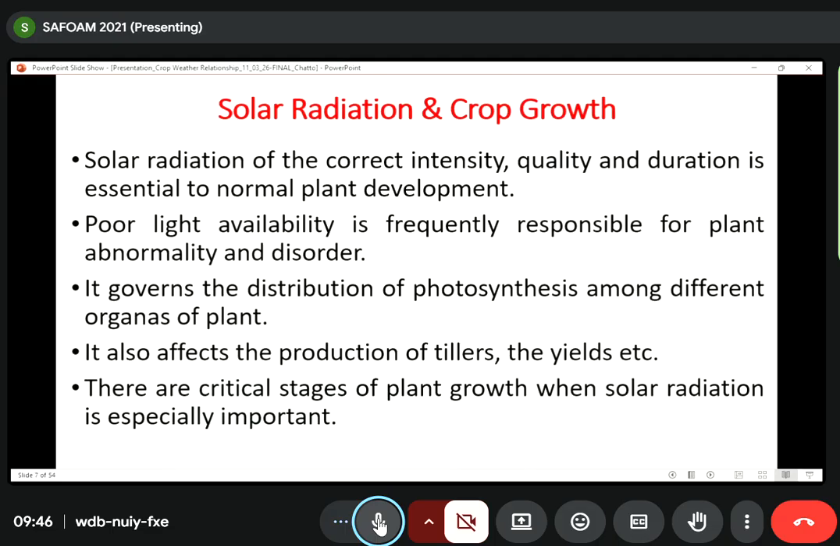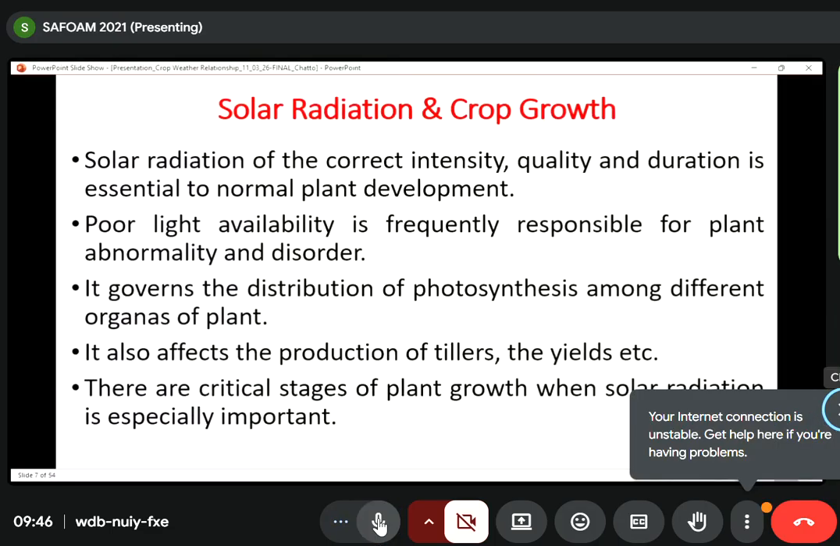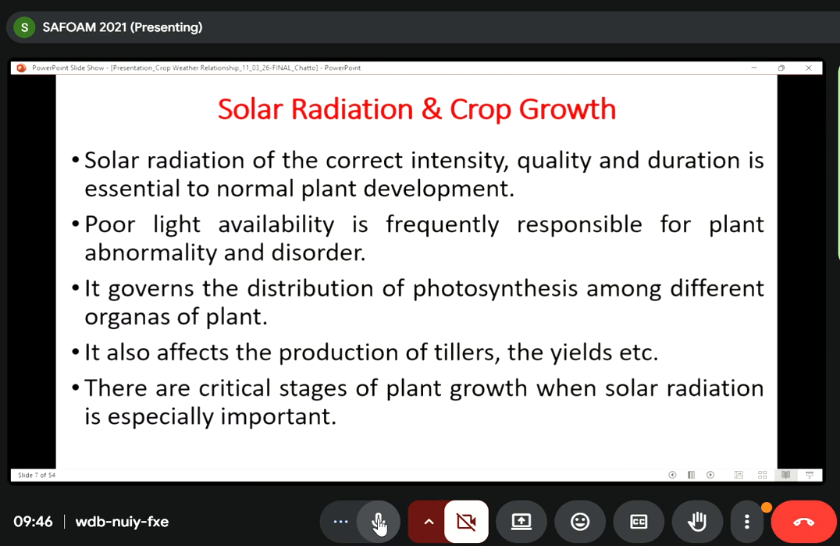If the number of cloudy days is high and the crop is not getting proper solar radiation, then we see abnormalities. Also, solar radiation governs the distribution of photosynthates among different organs of the plant, and it affects the tillers and the yield. You sometimes see it in the wheat crop also. There are some critical stages where solar radiation is very important. If it is below that, then there will be a detrimental effect.